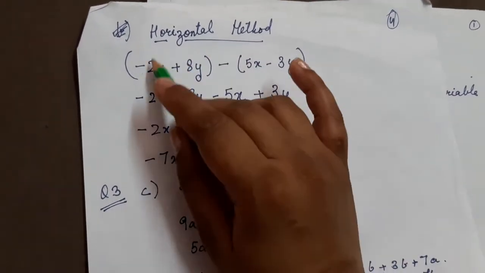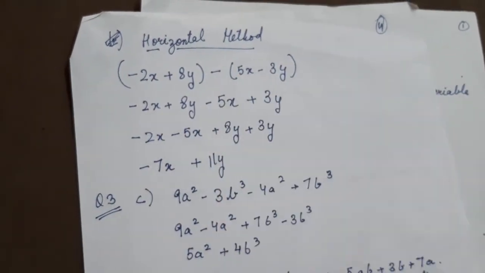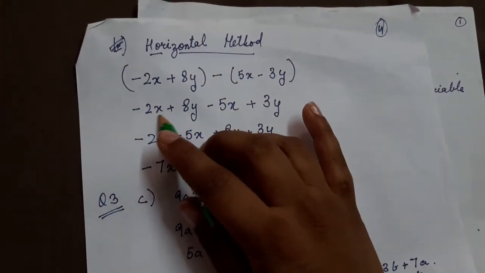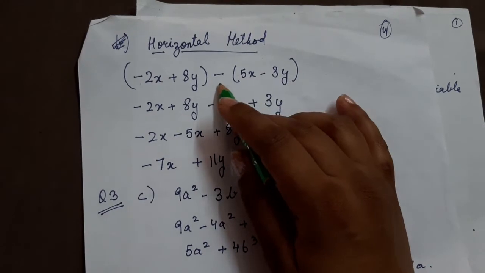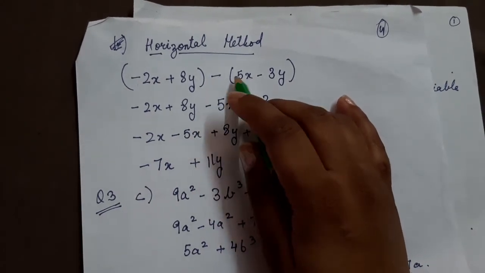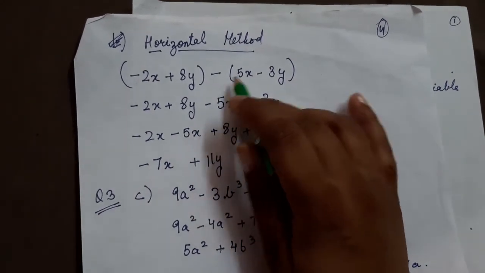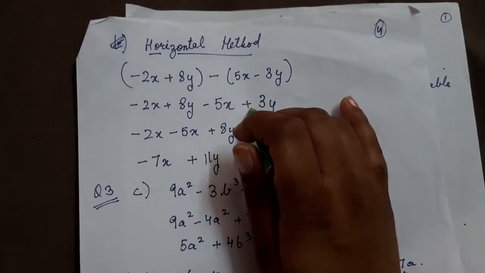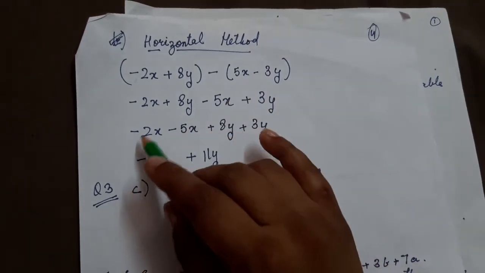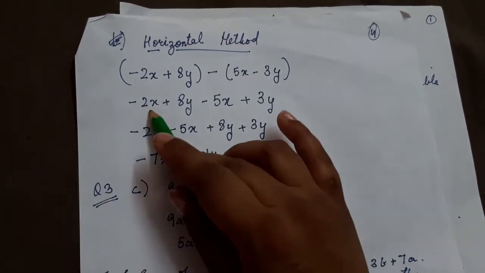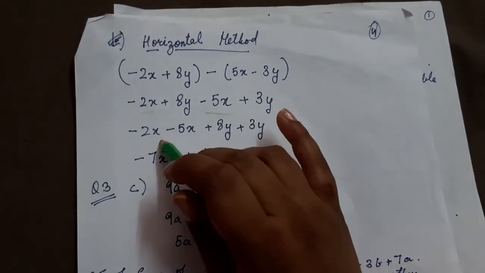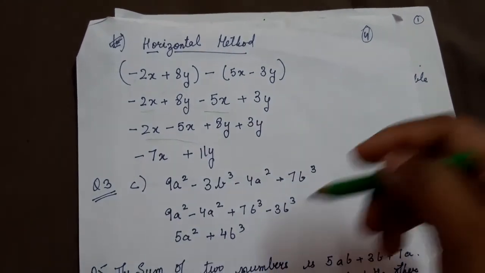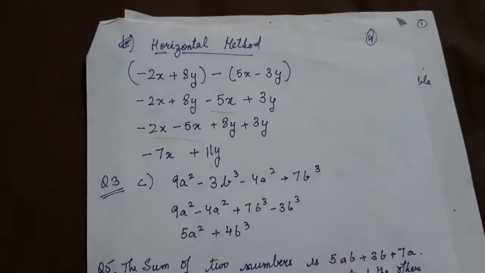Now minus 2x plus 8y minus 5x minus 3y. Now I have opened the brackets. Now when I open the brackets, 5x with minus becomes minus 5x, the sign changes. Now this is minus minus, minus plus. Now we will first put the like terms together. Minus 2x minus 5x we will put together. 8y plus 3y we will put together. So it becomes minus 7x plus 11y.